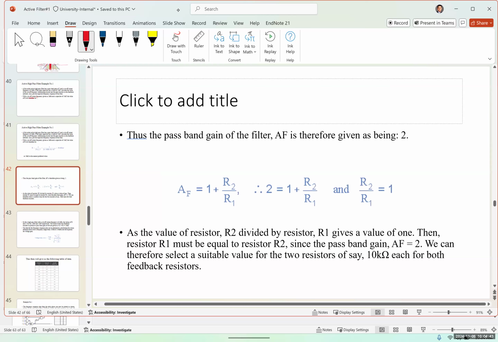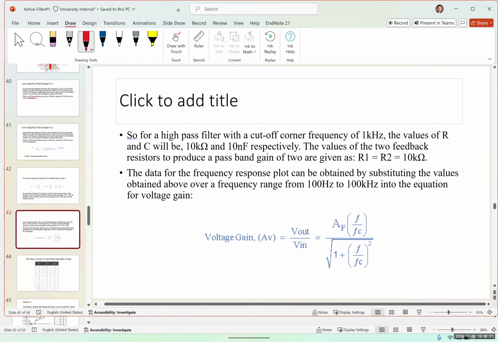So we already found R1, now we need to find R2. As the value of the resistor R2 divided by resistor R1 gives the value of 1, then the resistor R1 must be equal to resistor R2. Since the passband gain is 2, we can therefore select a suitable value for the 2 resistors. For example, we can say it's a 10K for both feedback resistors, because again, gain is 2. So R2, R1 could be 1K, 1K, 2K, 2K, 10K, 10K, 100K, and 100K. They must be equal to 1.